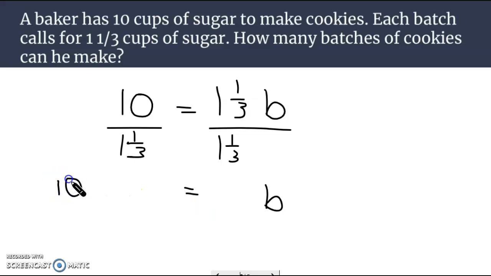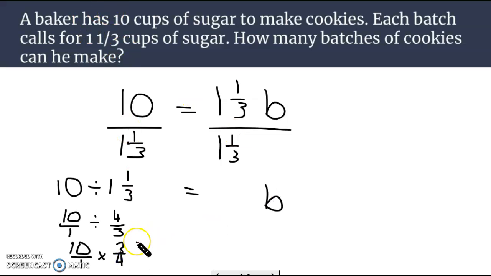Let me write this out horizontally. Might make a little more sense. 10 divided by 1 1/3. And then we'll write 10 as a fraction. Here's our division. 1 1/3 is also known as 4/3. And then in order to divide fractions, you change it to multiplication and flip the second fraction. Keep, change, flip. Notice what we have here: 10 times 3 is 30, 4 times 1 is 4. 30 over 4, we can reduce that to 15 over 2. And then 15 over 2 can be written as 7 1/2 batches.